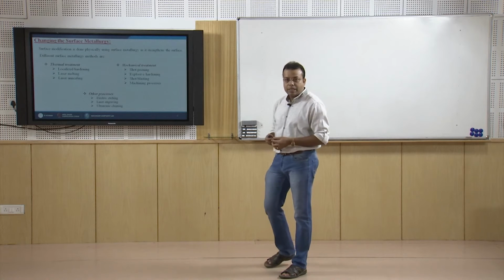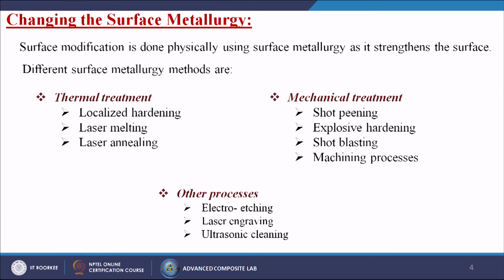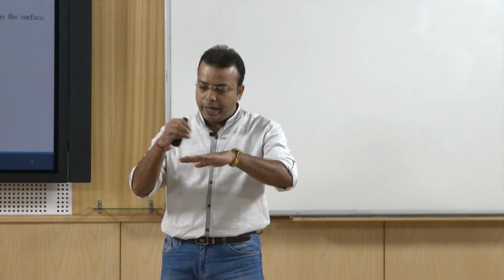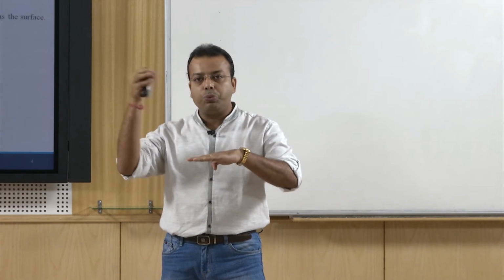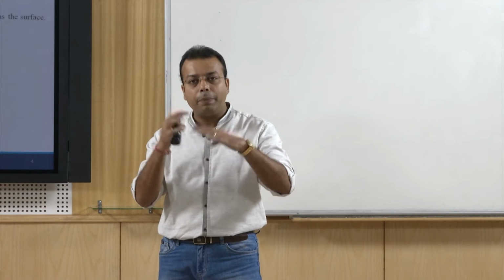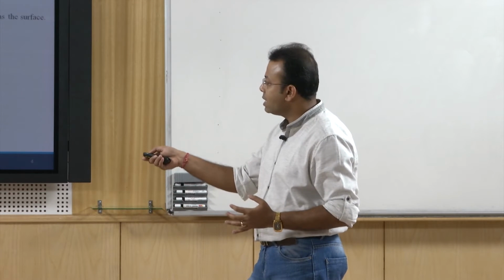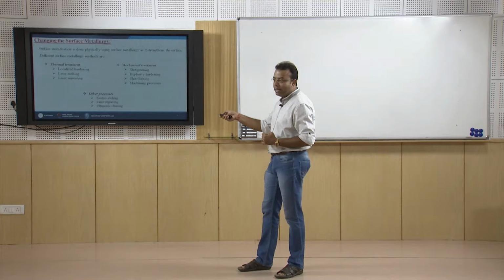Next, changing the surface metallurgy. Surface modification is done physically using surface metallurgy as it strengthens the surface. Different surface metallurgy methods are thermal treatment, mechanical treatment and other processes. In thermal treatment, there are localized hardening, laser melting and laser annealing. Simply, on the surface we are giving thermal energy. There are various ways by which we can give the thermal energy, so depending upon the various ways, we classify it as localized hardening, laser melting or laser annealing.